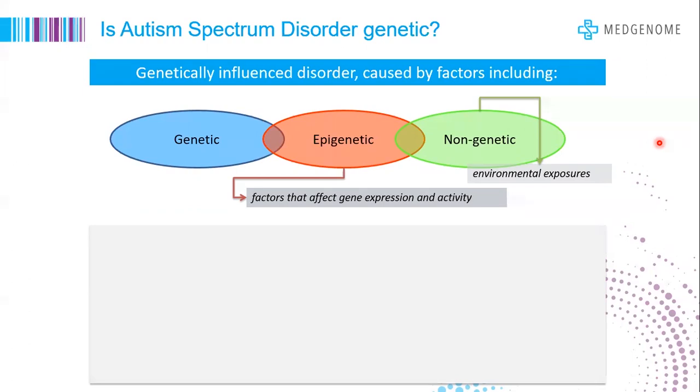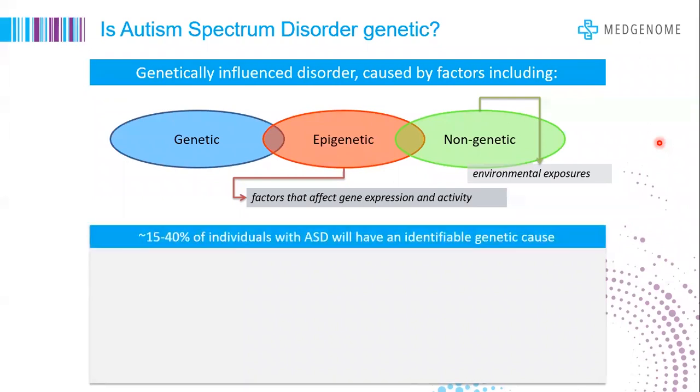Unfortunately, there is no single gene disorder which can be implicated for autism. It is a genetically influenced disorder, but it can be caused by non-genetic factors also. So a child with a genetic predisposition can have other factors, like environmental factors or certain genetic factors, which could contribute to the severity of the disease.